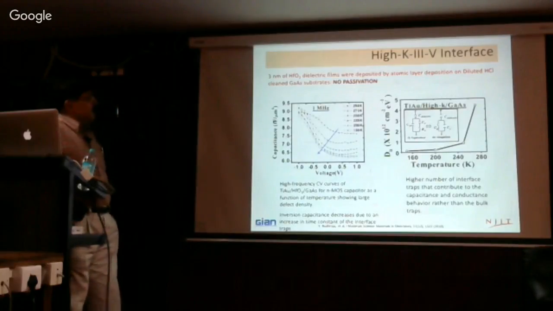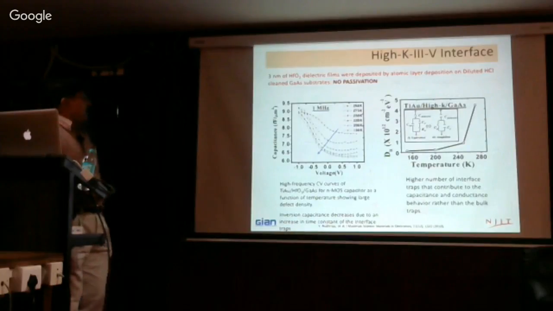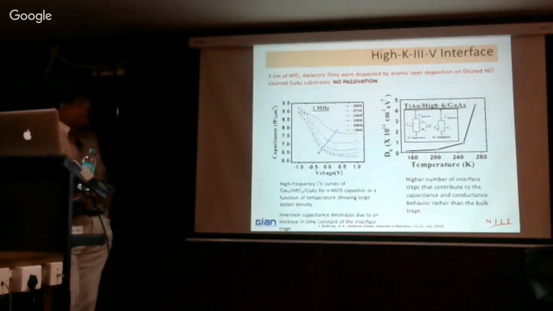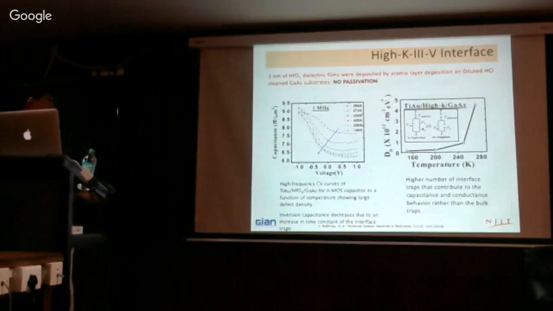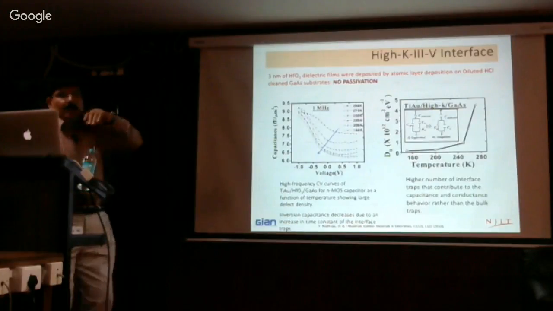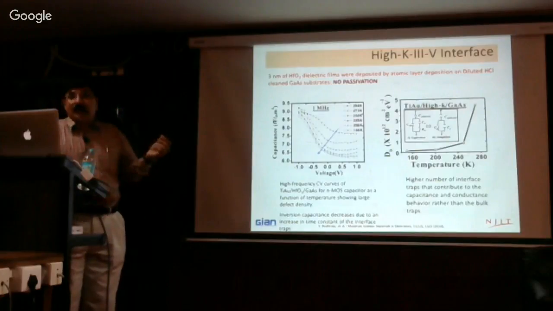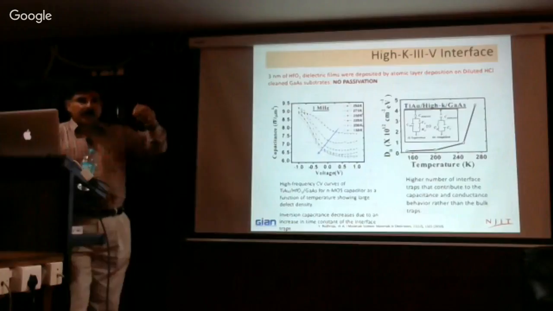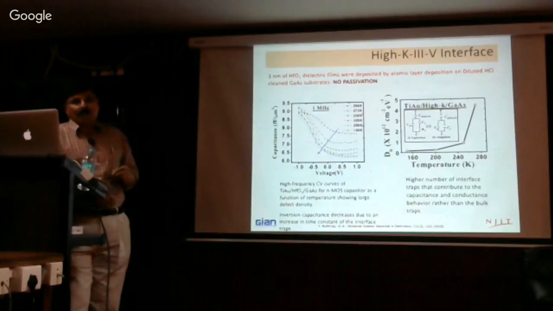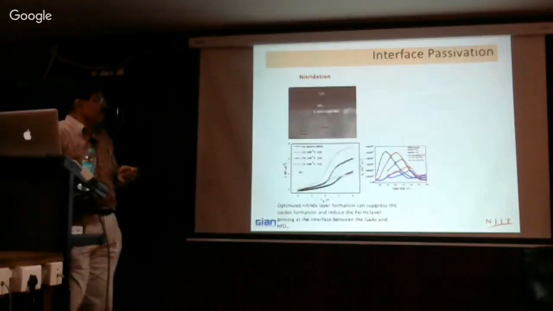We tried to look at the model, and this is a titanium gold alloy. We have the gate material, and then looked at it as a function of temperature, and the behavior of the interface was similar. But the interface defects were so bad that the CV curves as a function of temperature were very, very bad. So these are high frequency CV curves as a function of temperature, with large defect density, and the inversion capacitance decreases due to an increased time constant. This is actually the carrier capture time. Then you have very poor characteristics.